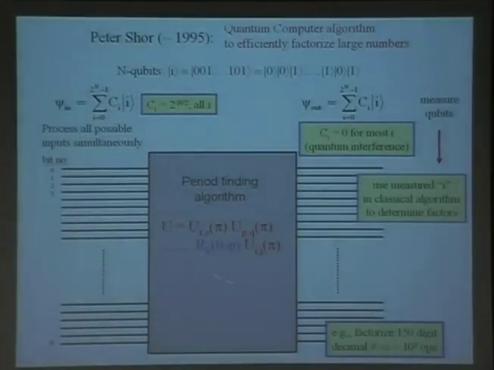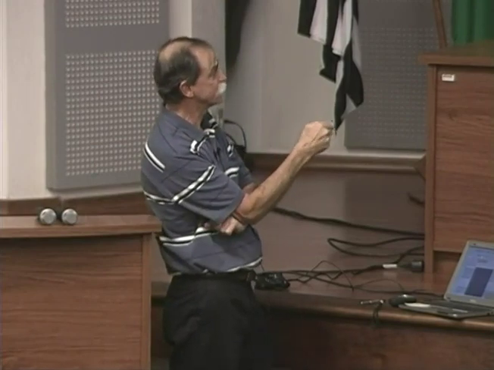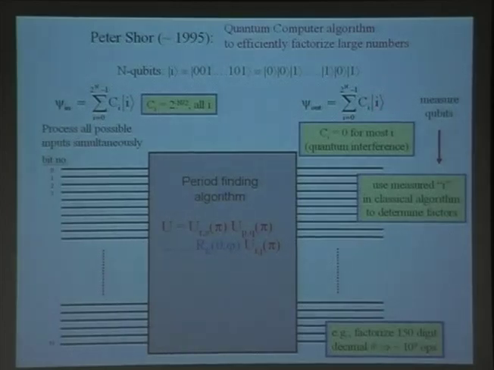And what this algorithm then does is provide an interference, so that at the end, when we measure the state, we know by the projection postulate that we only measure one state out of the 2 to the n possible states that we've put into this algorithm. But it turns out that Peter Shor showed that the state that you measured could then be used in a classical algorithm to derive the factors of the large number.